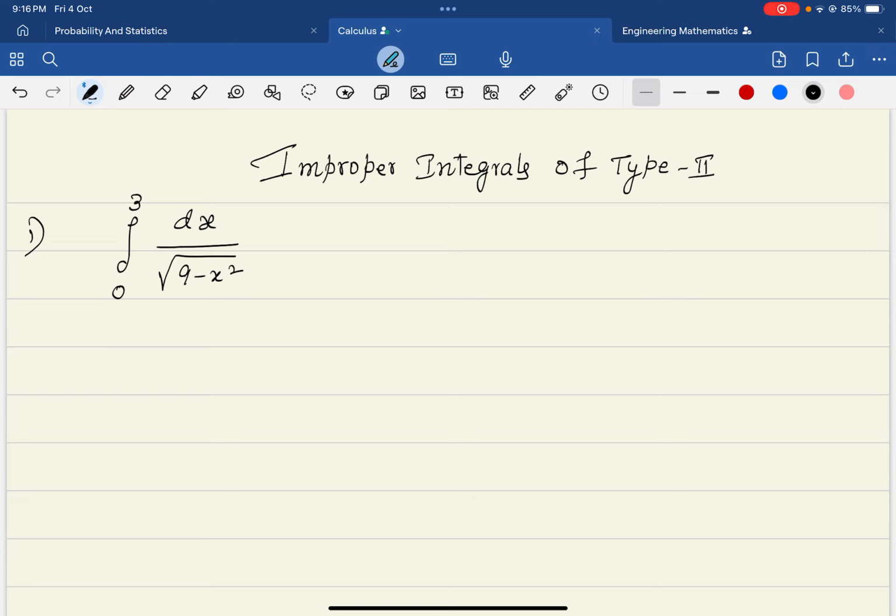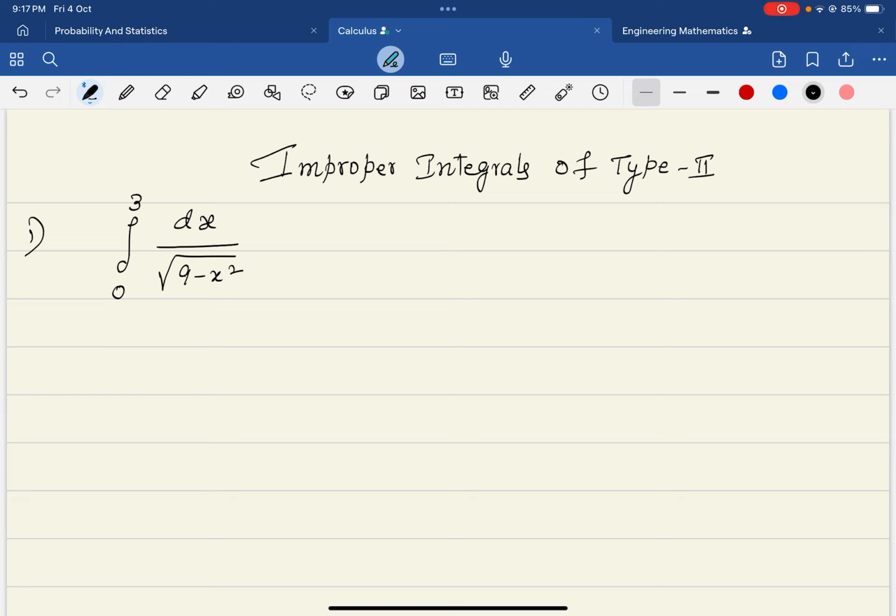So, let us now see the problem, how it is. Now look at the problem. It is type 2, meaning integral 0 to 3 dx over square root of 9 minus x square. Here it is very clear that the function is not defined; the function becomes infinity at the point 3. When you substitute x equal to 3, it becomes 9 minus 9, which is 0. And whenever there is 0 in the denominator, the function is not defined at that particular point. That means at x equal to 3 it is not defined. So in such a case, how to solve this type of problem, we are doing now.